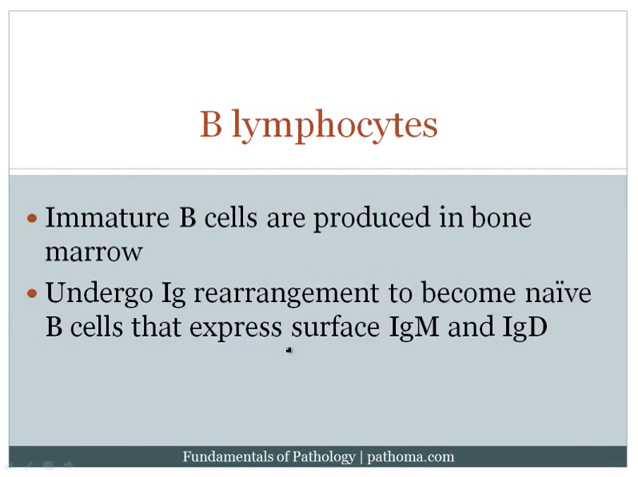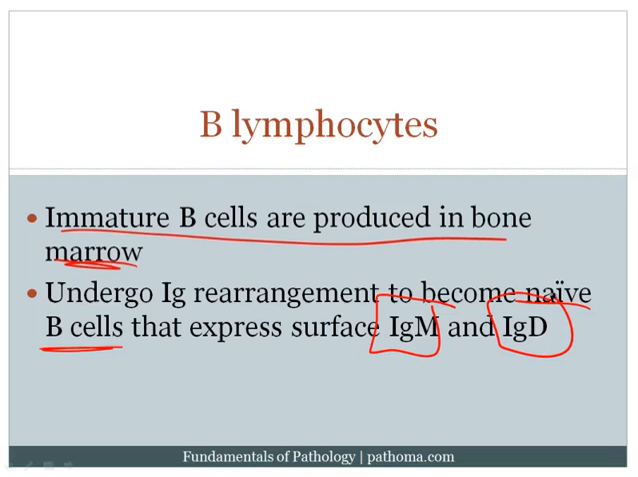Okay, B lymphocytes. Let's go to B lymphocytes very briefly. B lymphocytes are produced as immature B cells in the bone marrow, and they undergo IG rearrangement to become naive B cells. So basically, the naive B cells are sort of the baby B cells, and they express on their surface IgM and IgD. So the very initial B cell does express IgM and IgD on its surface.